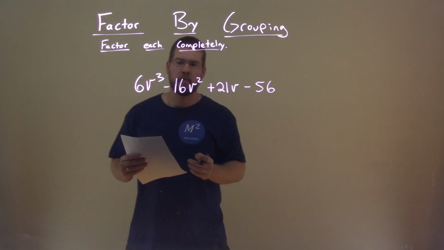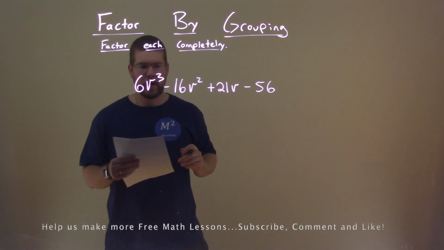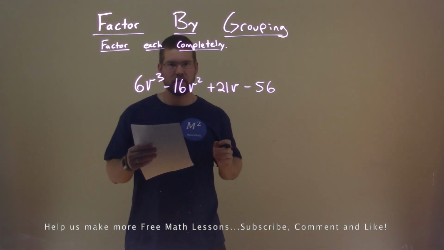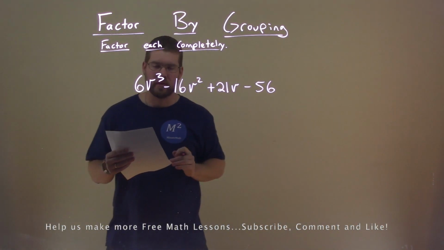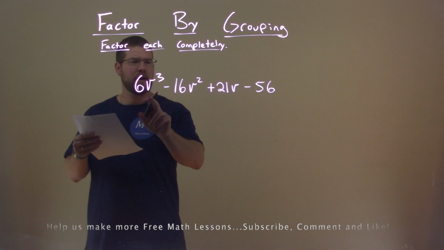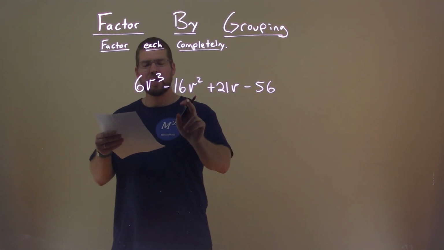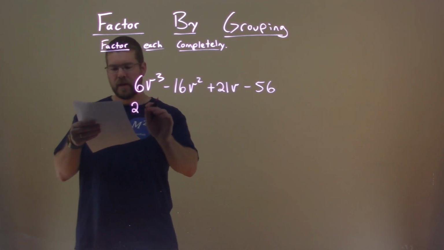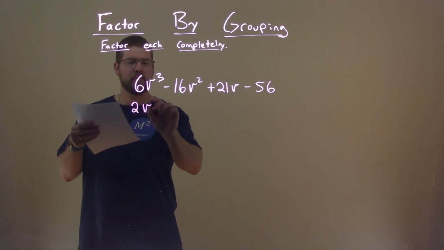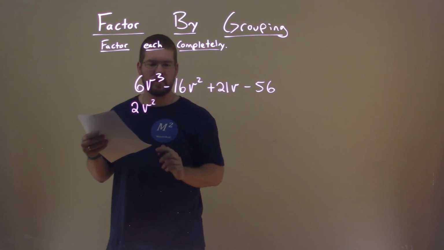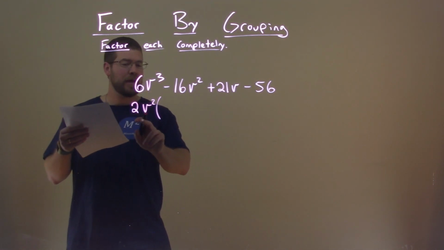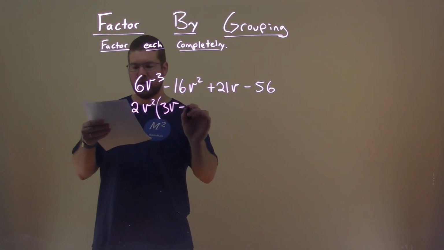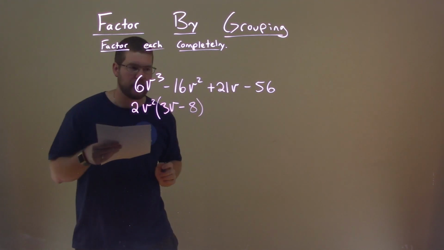We're given this problem right here: 6v to the third power minus 16v squared plus 21v minus 56. And we want to factor this completely. Well, first thing I look at is my first two parts right here. What is common in both of them? 2 can go into 6 and 16, and so can a v squared. V squared goes into v to the third power as well as v squared. So if we pull out a 2v squared, what are we left with? A 3v in the first part, and just a minus 8 in the second.